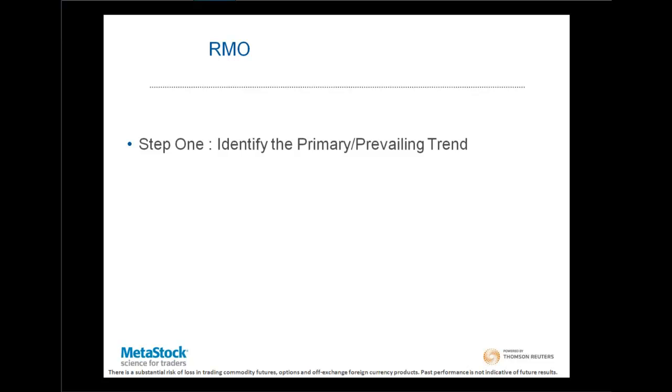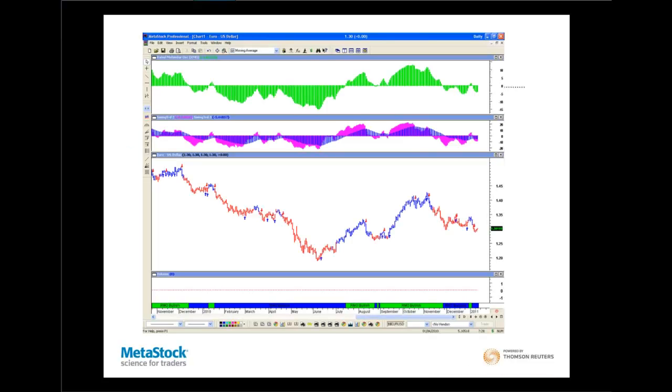The exact opposite is true. If it's a bearish zone, you're allowed to short, but you're not allowed to go long, and it's still not a trigger to enter. So we should never be trying to buy a stock just because that RMO goes above 0 or below 0. Step one.